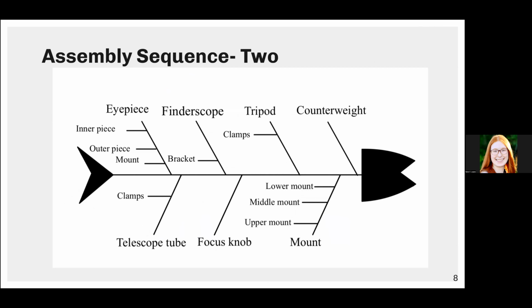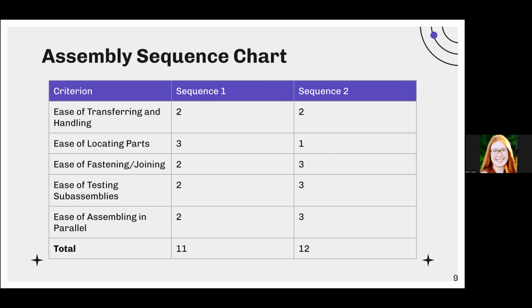Our second assembly sequence goes with a method that meets in the middle. It is designed to better accommodate assembly in parallel by allowing multiple parts to be built at once and then put together at the end. After comparing the two assembly sequences, we found that sequence 2 was a better method to use due to ease of fastening and joining, testing subassemblies, and assembling in parallel.